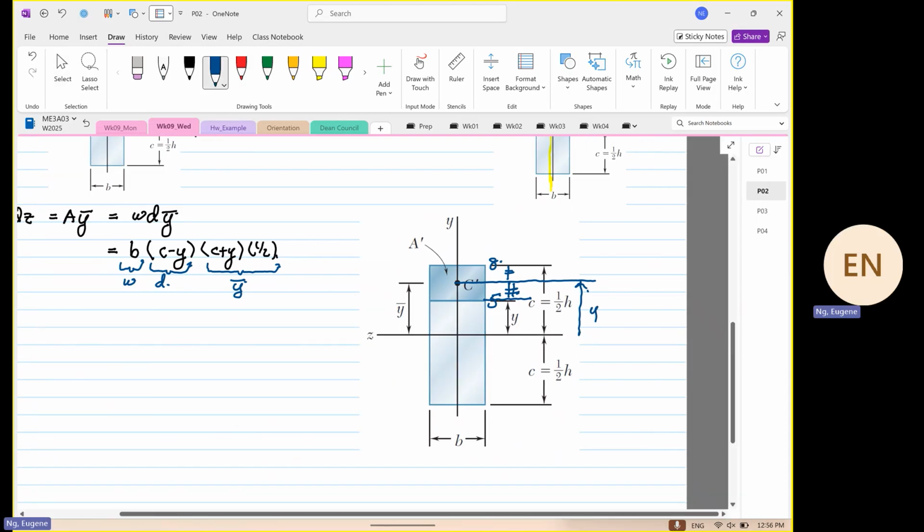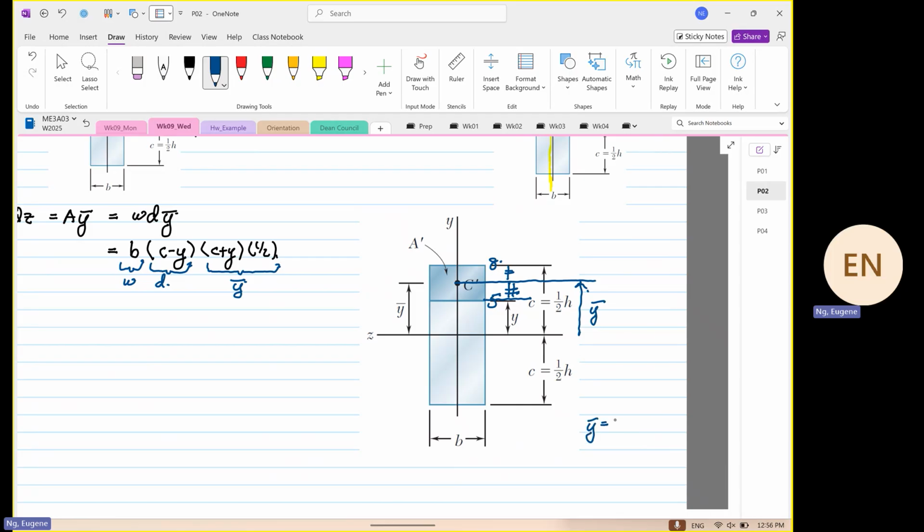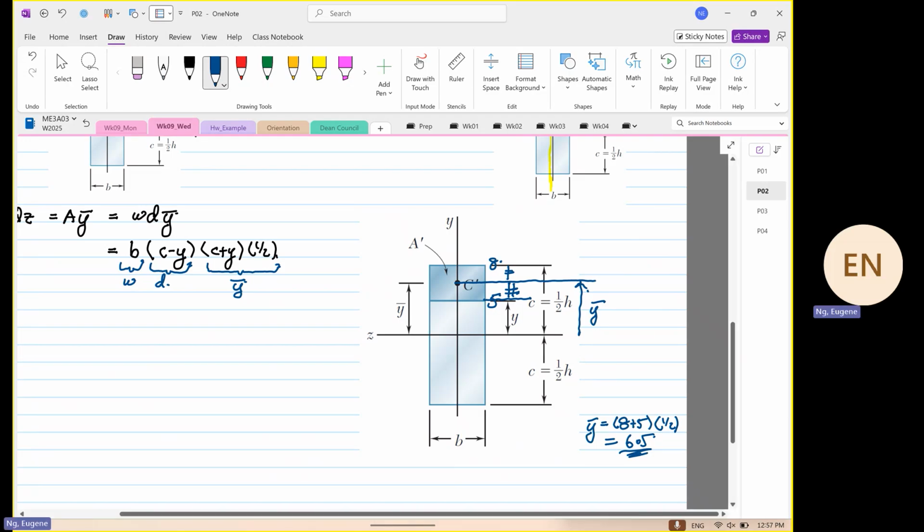So you want to calculate your Y bar. You know that your Y bar is equal to what? 8 plus 5 divided by 2. So 8 plus 5 is 13. And 13 divided by 2 is 6.5. Are we clear? That is how you get your Y bar. Are we clear? Okay.